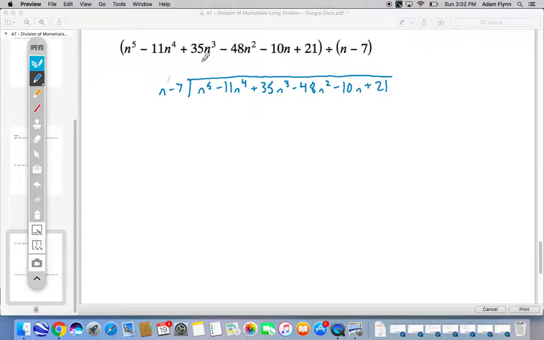Okay, so n to the fifth divided by n is n to the fourth. N times n to the fourth is n to the fifth. Negative 7 times n to the fourth is negative 7n to the fourth. I'll switch my signs and combine. So n to the fifth cancels. I have negative 11n to the fourth plus 7n to the fourth, which is negative 4n to the fourth. And I'll bring down everything else.